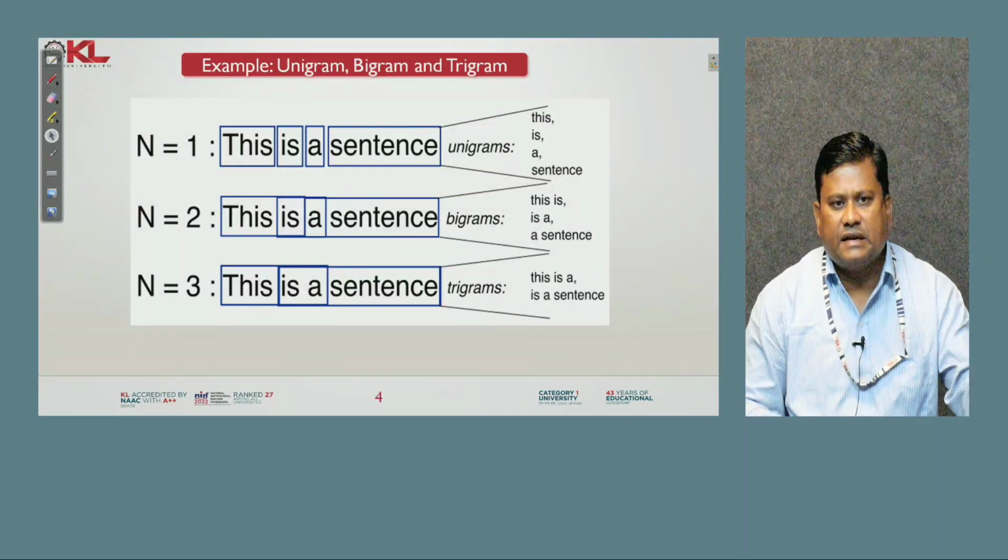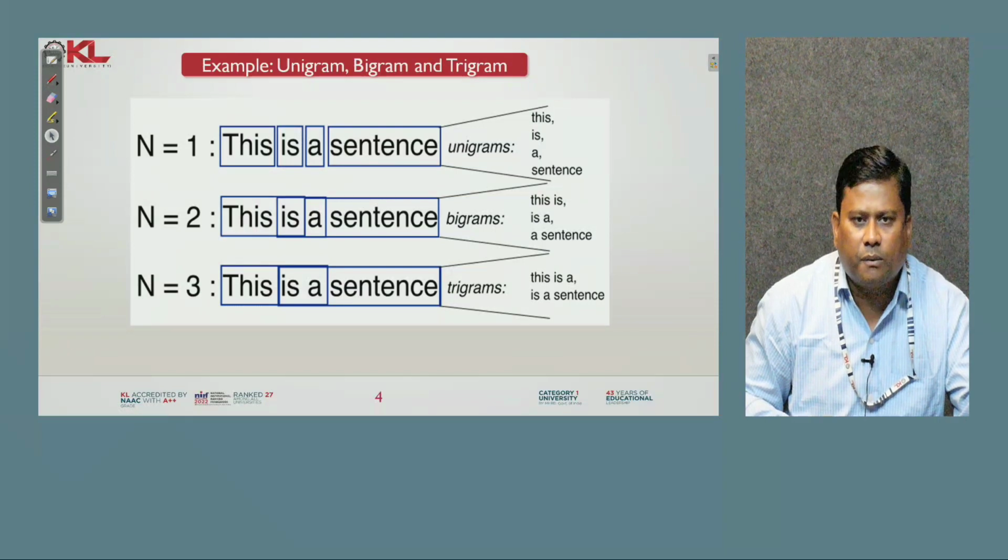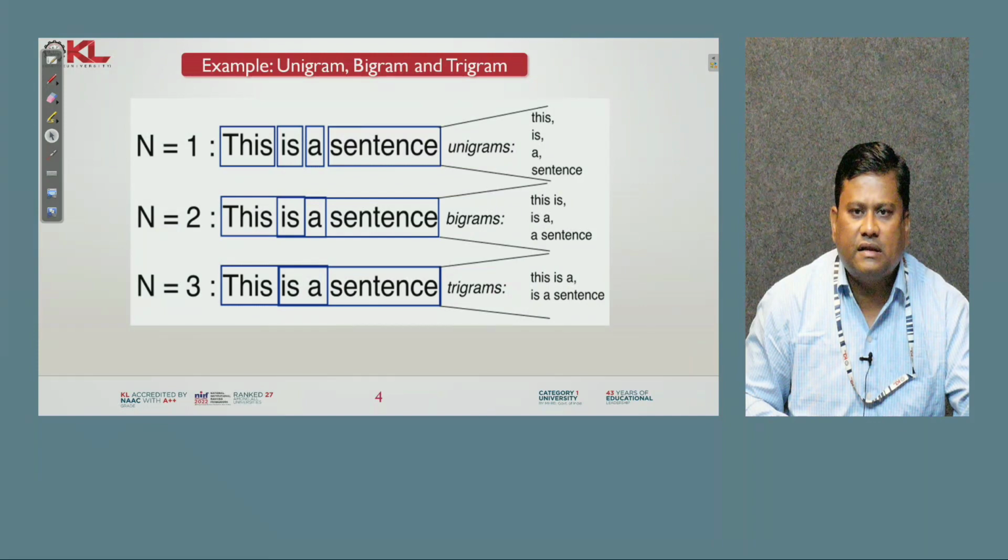So we will go for another example. This is a sentence. If n equal to 1, in the unigram, it will take 1 word at a time: this, is, a, sentence, each being a separate word. This is the unigram model. For the bigram, it will take 2 words, that is n equal to 2: this is, is a, a sentence. For n equal to 3, that is the trigram model, it will take 3 words: this is a, and is a sentence. Likewise it will be calculated.